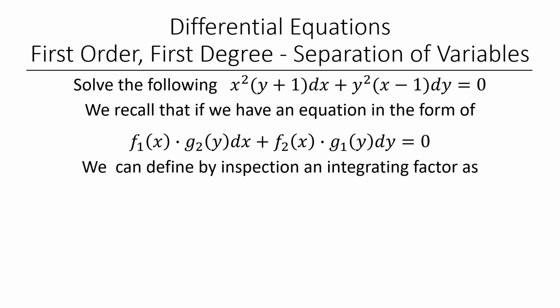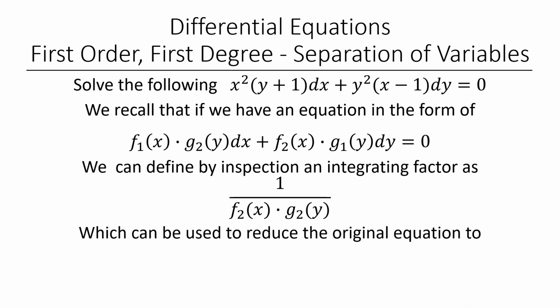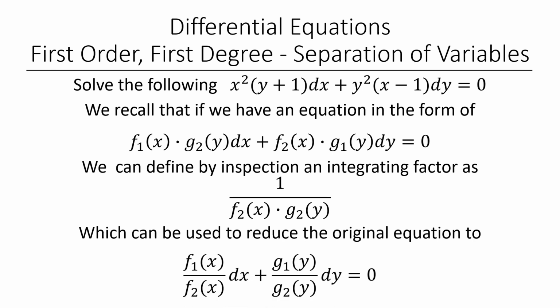So usually by inspection we can find an integrating factor, which is usually in the form of 1 over one of the functions in x times one of the functions in y. The purpose of this is to reduce that original equation into a form like this one, where you can see the first term is all in x and the second term is all in y. So let's look at this equation and see if we can figure out how to do that.